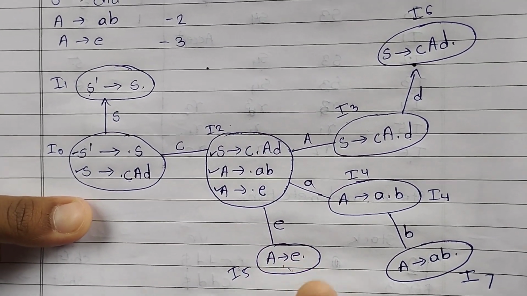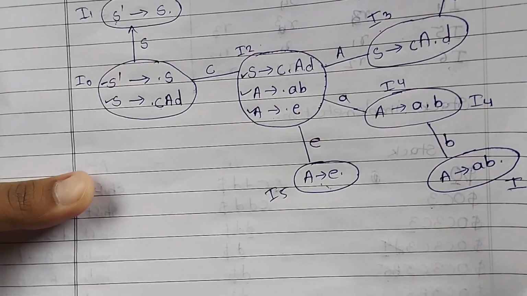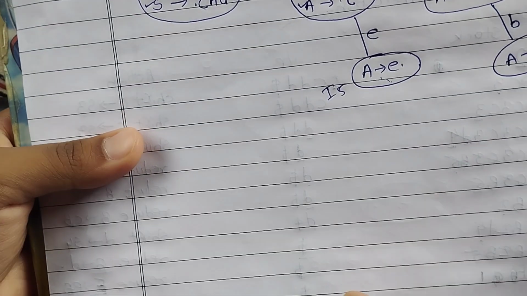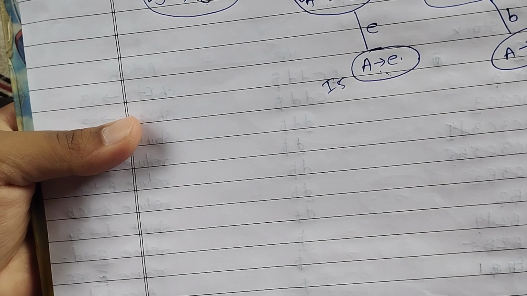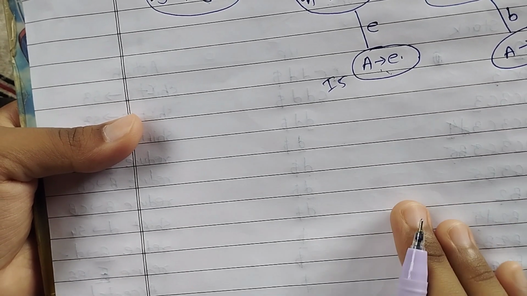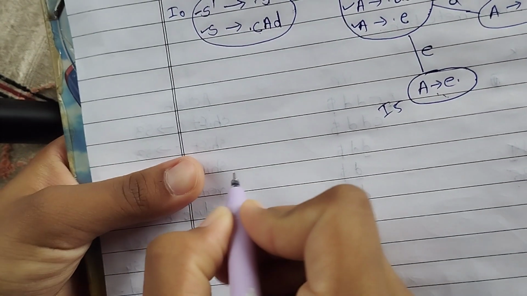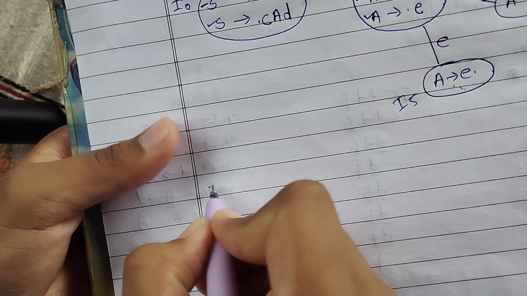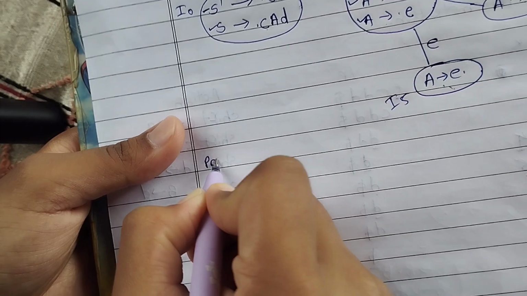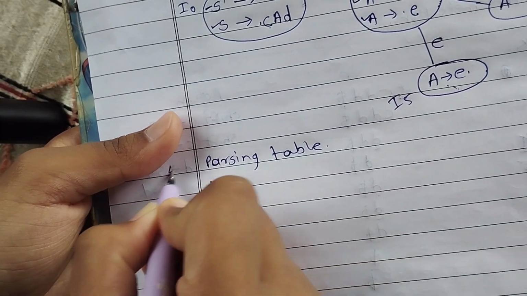Now the next step is the parsing table. So let's draw the parsing table. I hope you know, because this SLR is the same as the LR(0) parser. The only change is that we find first and follow in the SLR(1) parser, and the LR(0) parser will not do this. So I will show you what the changes are here in the parsing table.